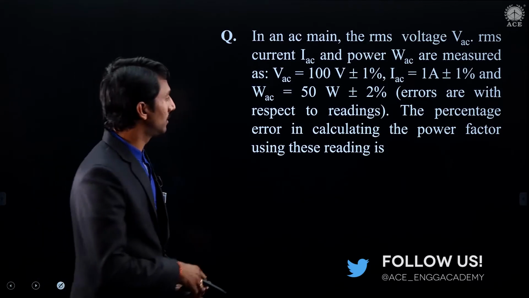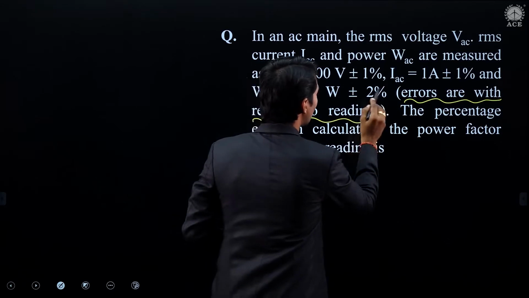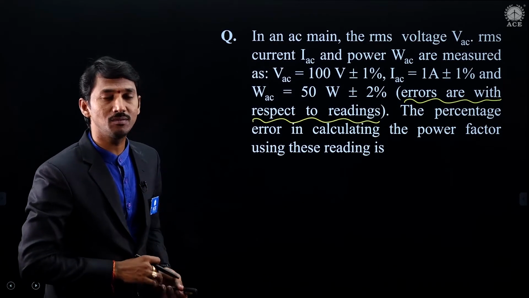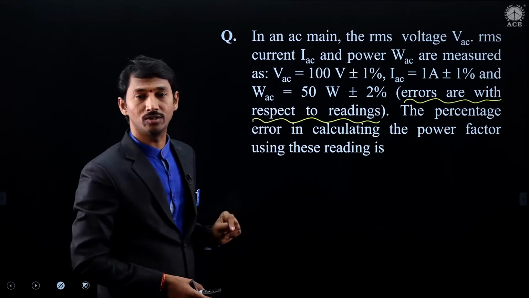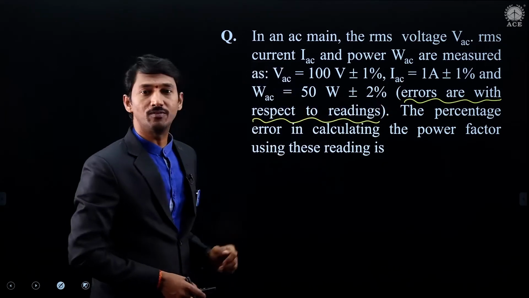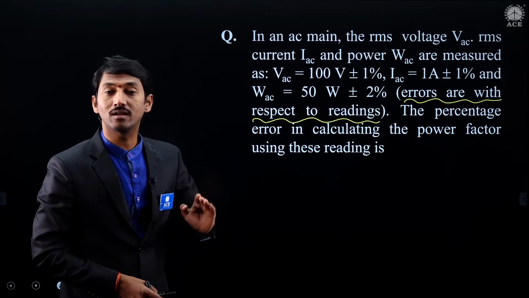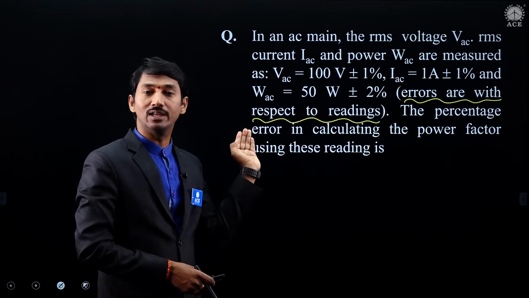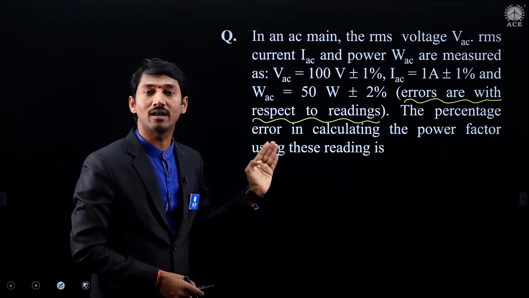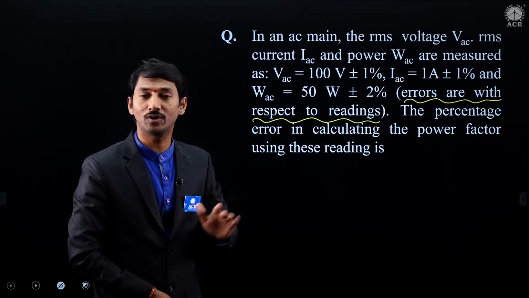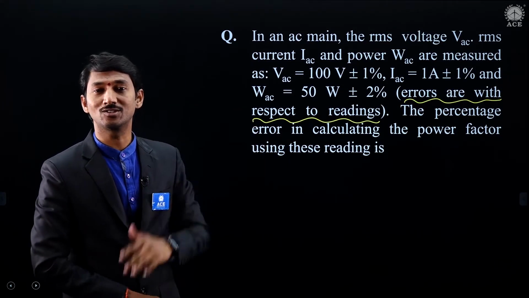But be clear on this. Here the errors are with respect to readings. What does that mean? The given values are 100 volt, 1 ampere as well as 50 watts. Whatever errors are given in the question are related to the given values, that is, the given true values. Therefore, the errors given are percentage limiting errors. That is what you want to understand.